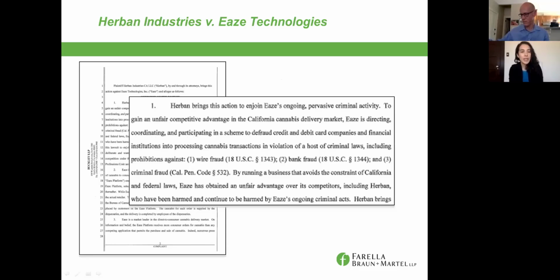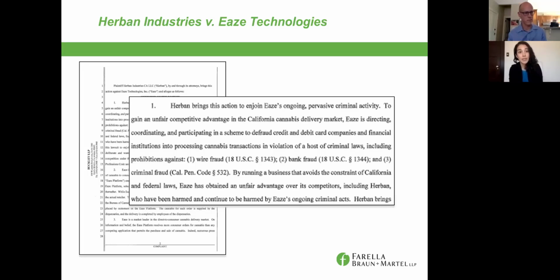So there was an interesting case filed last year by a company operating in the cannabis industry, Urban Industries, against Ease Technologies, which is the same cannabis delivery app that has shown up in previous parts of this presentation. And Urban alleged in its complaint that Ease had violated the UCL by allowing individuals to make cannabis purchases through its app using credit cards.